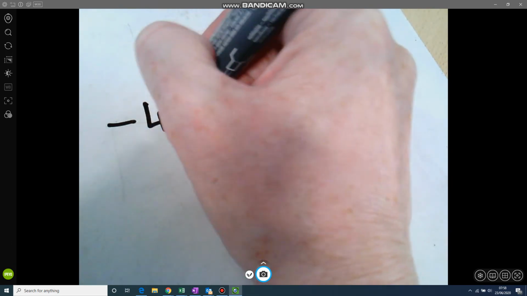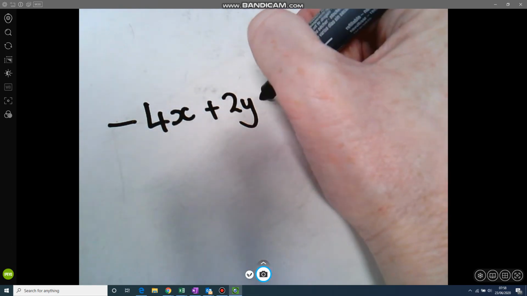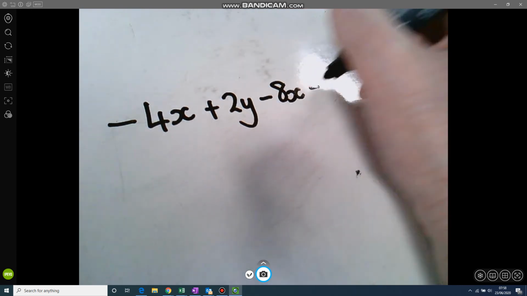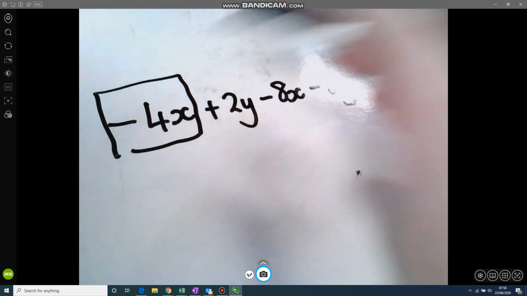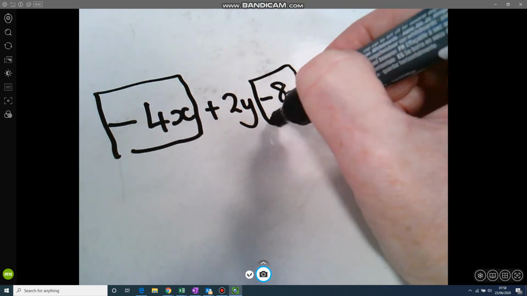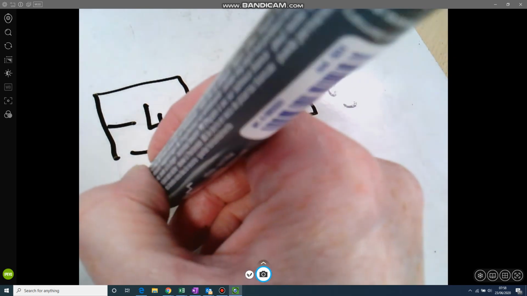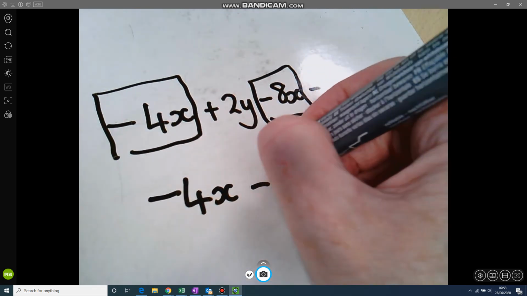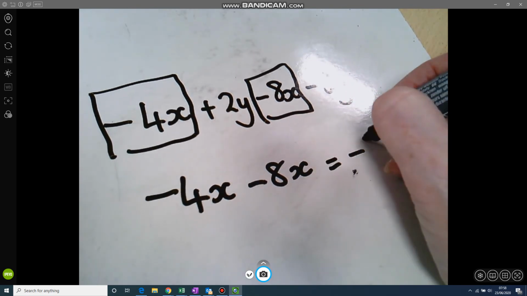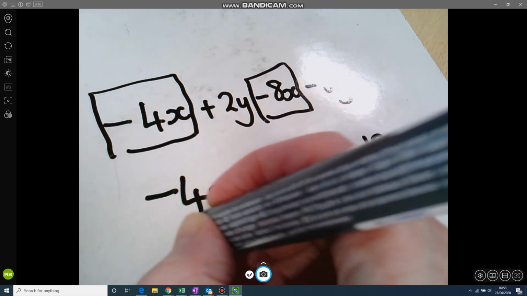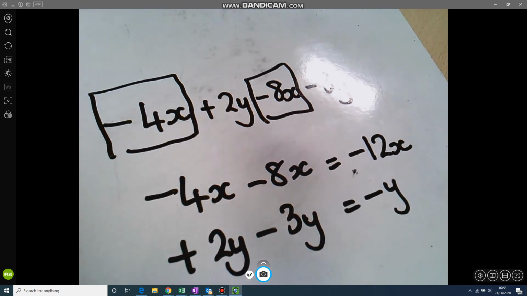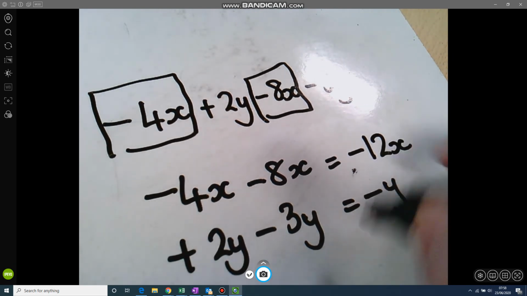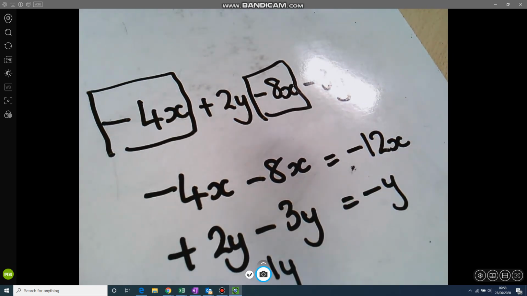And then the final one, minus 4x plus 2y minus 8x minus 3y. Okay, so I'm just going to circle my like terms or put a square around them. Now remember, the minus signs stick to the numbers. So we have minus 4x minus 8x, so that equals minus 12x. And then I have plus 2y minus 3y, which equals minus y. Because it's minus 1y here, that equals minus 1y.